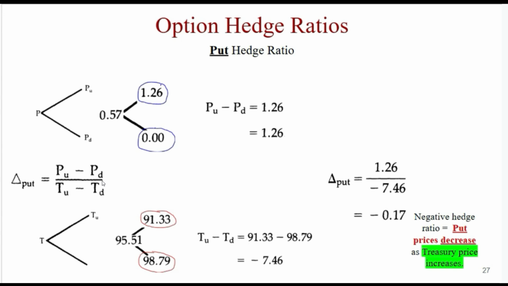And we get a negative put hedge ratio of negative 0.17. And it's negative because, in contrast to the call prices, put prices decrease as the Treasury price increases, so negative correlation. And a hedge ratio of negative 0.17 means that for every dollar increase in bond price, there's a 17 cent decrease in option price.